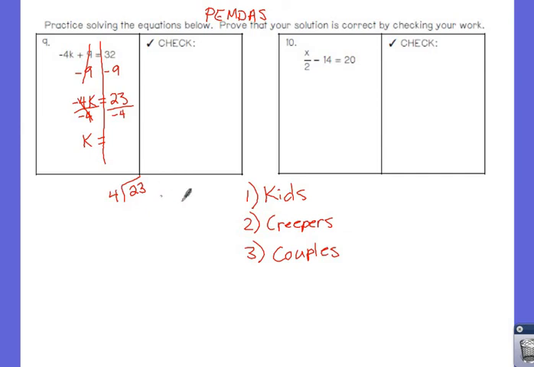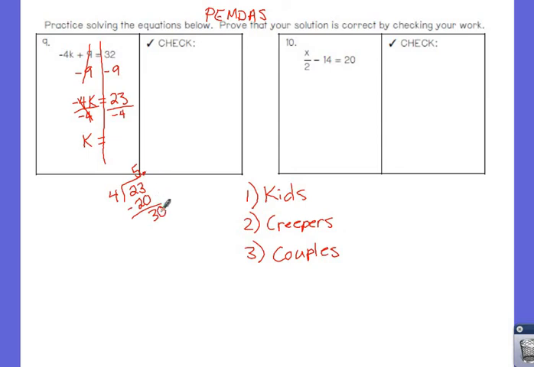So can 4 go into 23? Yes, but not equally. It can go in 5 times. 5 times 4 is 20. Subtract and I get 3. Now what happens?